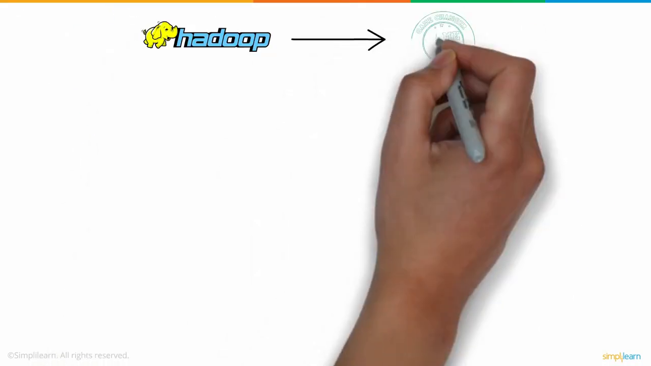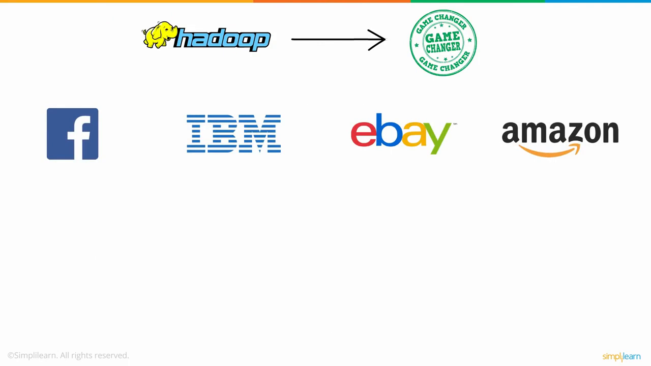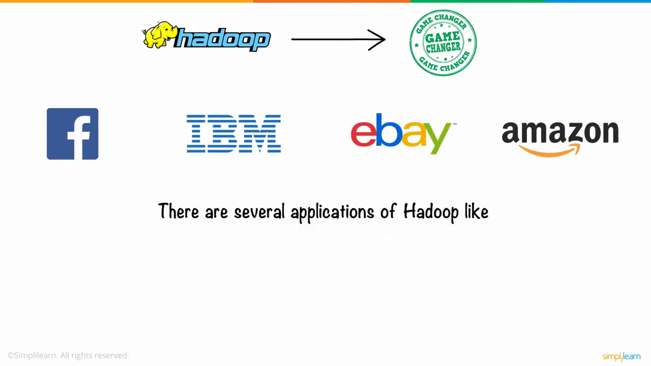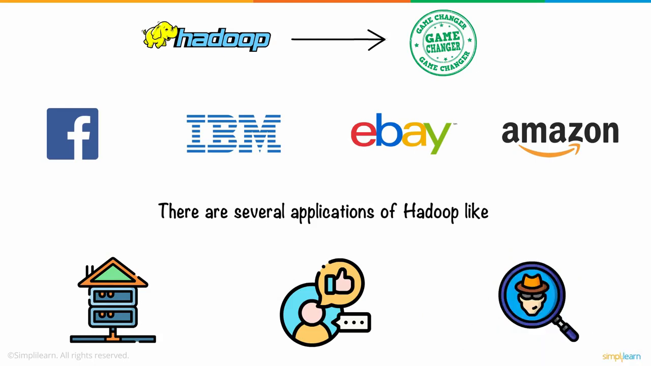Hadoop has proved to be a game changer for businesses, from startups and big giants like Facebook, IBM, eBay, and Amazon. There are several applications of Hadoop, like data warehousing, recommendation systems, fraud detection, and so on.